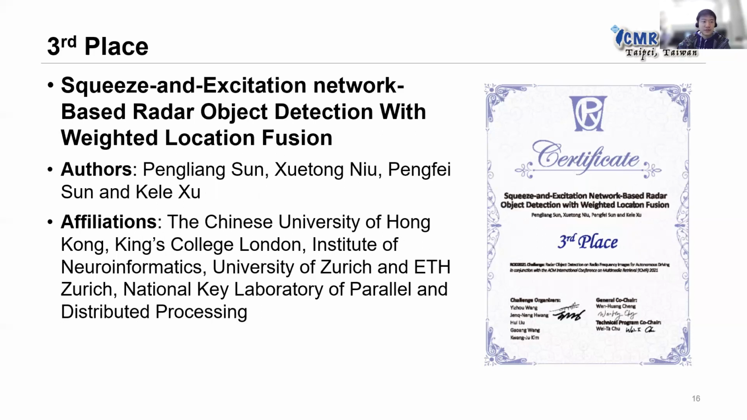And the third place method is called Squeeze and Excitation Network-based Radar Object Detection with Weighted Location Fusion. The authors include Peng Liangsun, Xue Tongniu, Peng Feisun, and Ke Xu. They are from the Chinese University of Hong Kong, King's College London, Institute of Neuroinformatics, University of Dulwich and ETH, and the National Key Laboratory of Parallel and Distributed Processing. Congratulations.